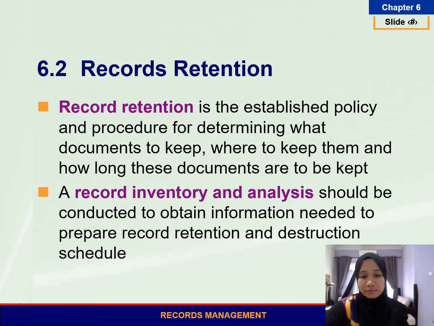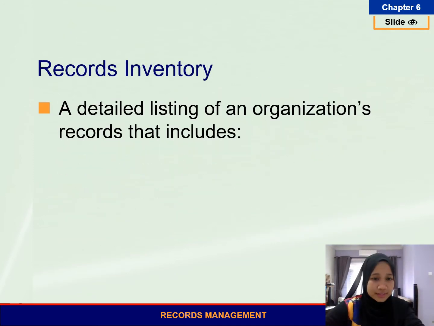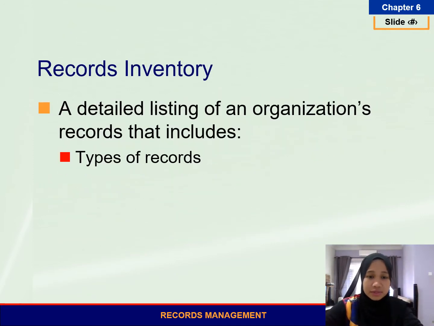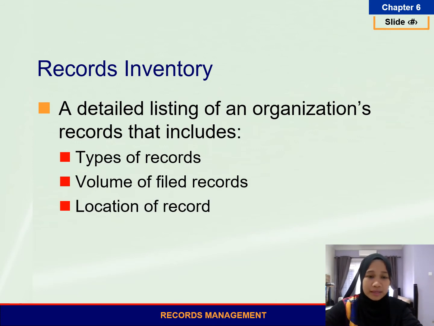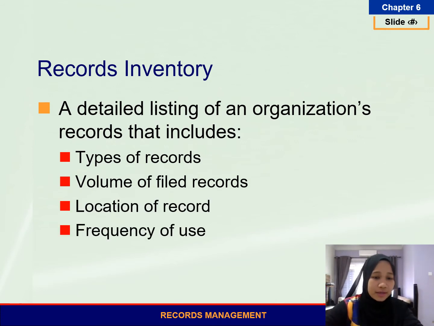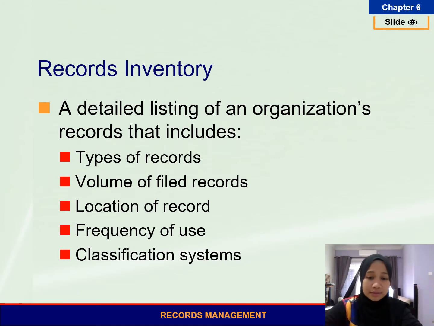So, record inventory and analysis. This is a detailed listing of the organization's records that includes, okay, so apa yang dalam record inventory tu ada? Okay, so they have types of records, okay, jenis-jenis record, volume of file records, location of records, frequency of the record being used, and last one is classification system.